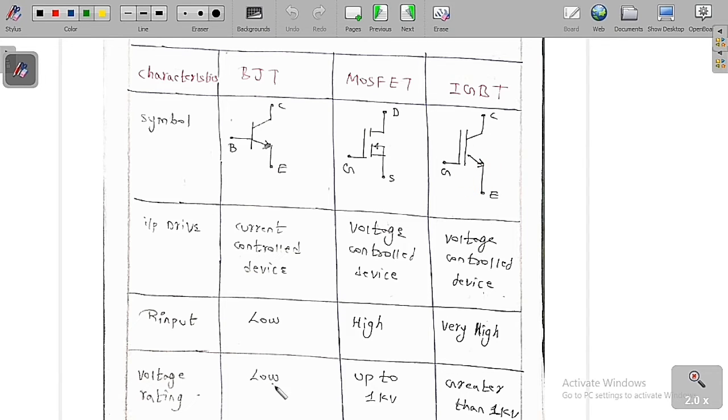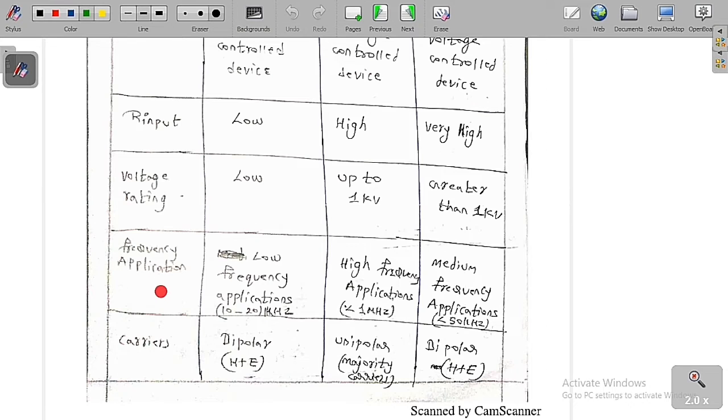So therefore, the voltage rating for BJT is very low, and the voltage rating for the MOSFET is up to only 1 kV, whereas for IGBT it is greater than 1 kilovolt. Now we will see the frequency of applications.